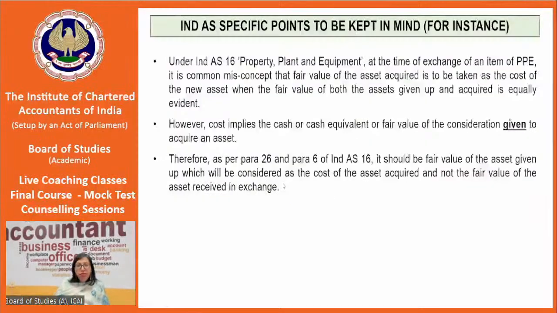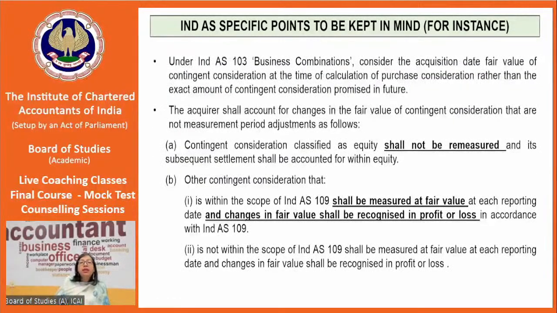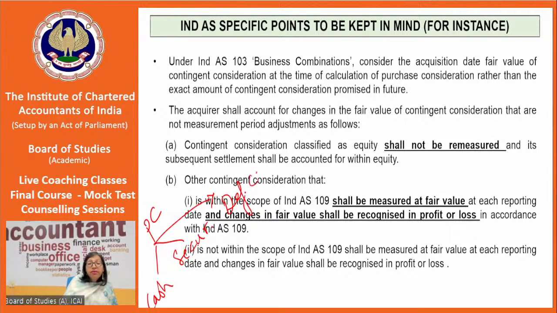Okay, next we move on to the next point. This is Ind AS 103, business combination. In a business combination, what happens? For example, purchase consideration constitutes what? Cash we are paying, any securities we are paying, any deferred consideration which we will pay in future, and last is contingent consideration.